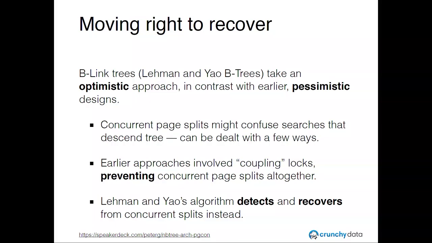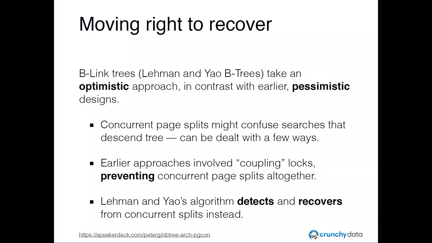It might have been that we missed the downlink that was subsequently inserted in the parent. There's two observable states here. We see that when we arrive to the child, because the high key will be potentially, although not always, less than the value that we are inserting or searching for or what have you. So we're recovering from the race condition.